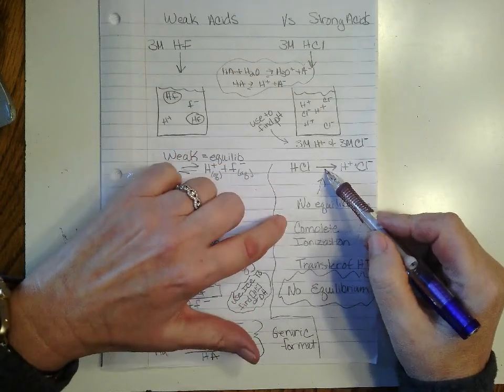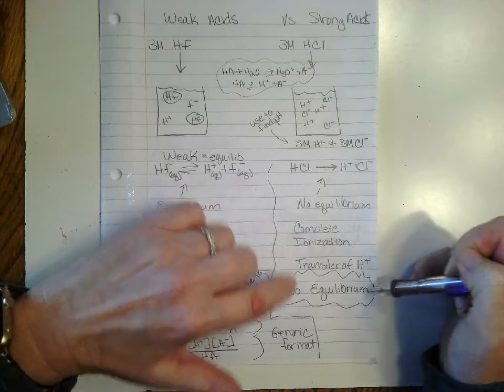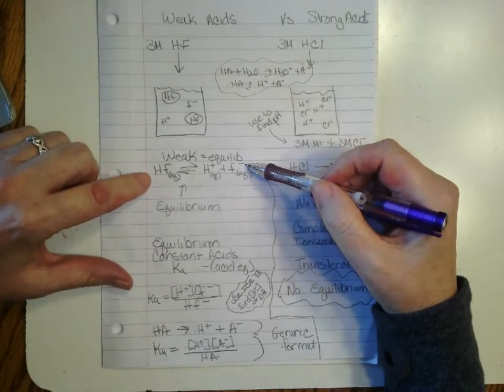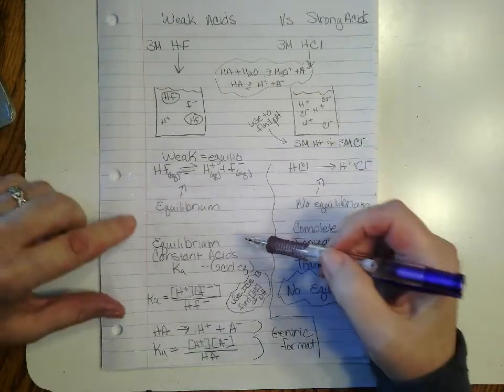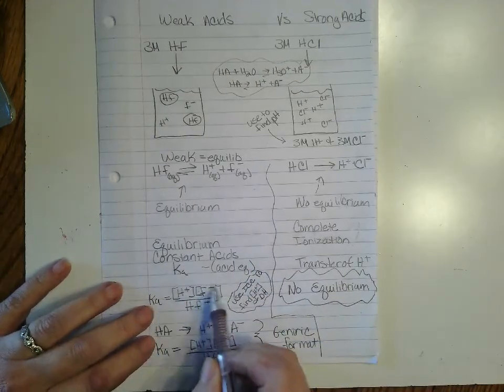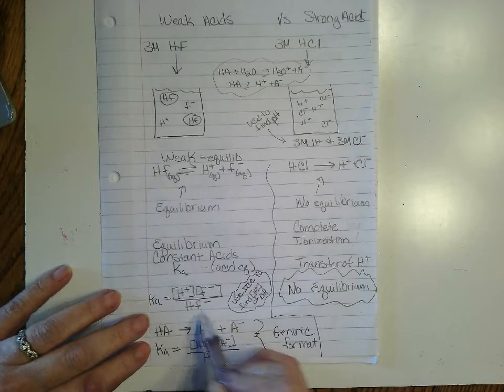Notice the sign doesn't change. We have complete ionization, complete transfer of that H+. There is no equilibrium. Weak acids are very different. They're in equilibrium, okay, which means I can write an equilibrium constant for that acid, which is products over reactants. Okay, and so that's my Ka.